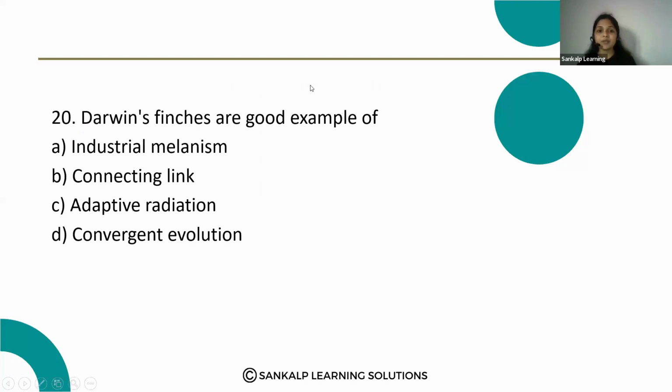Darwin's finches are a good example of industrial melanism, connecting link, adaptive radiation, or convergent evolution. In the Galapagos Islands, Darwin observed different types of finches among the birds, but they have a common ancestor. All the different varieties developed from the single ancestor. So that is an example for adaptive radiation. Option C is the correct answer.